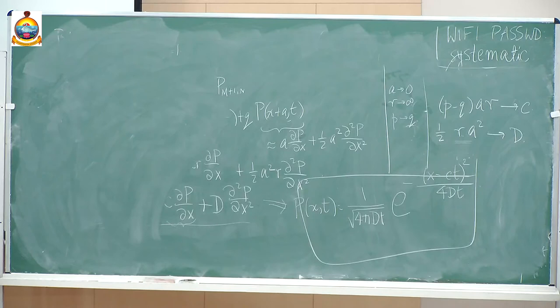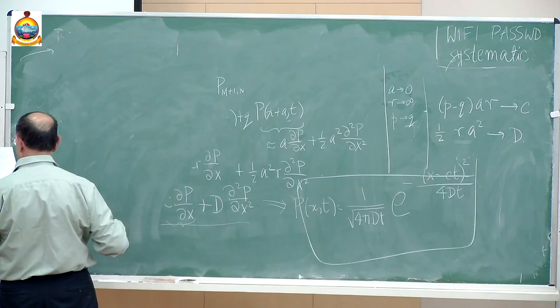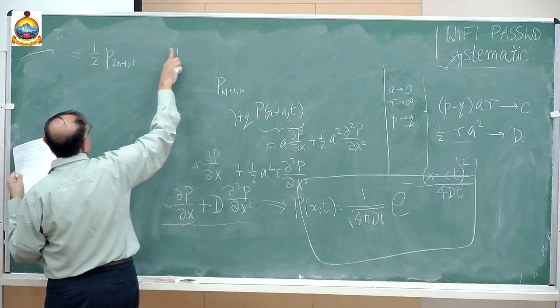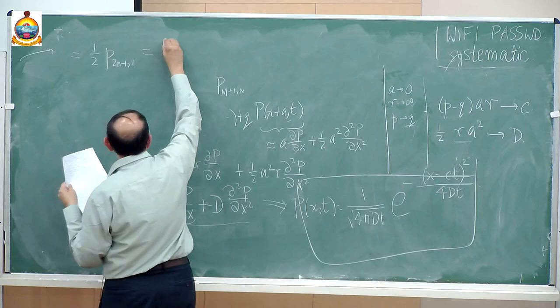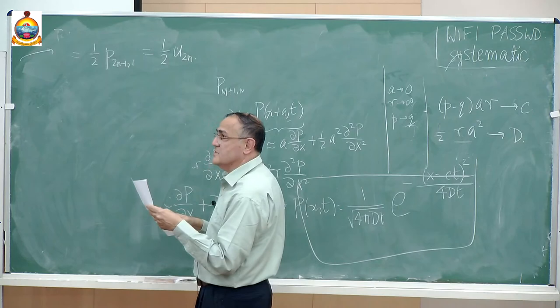So the right hand side, okay, how do I do it? So I want to come from here to there. You can see the arrow, right? Okay, there we are. So now that's equal to, well, I'll just write it, half of p of 2n minus 1 and 1. All the other terms cancel out. And this turns out to be half of u2n.